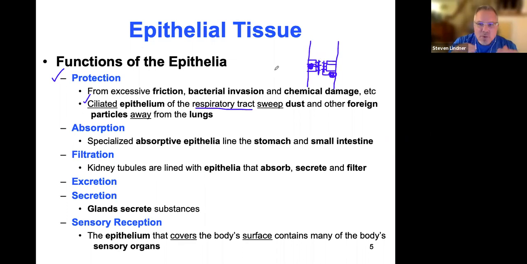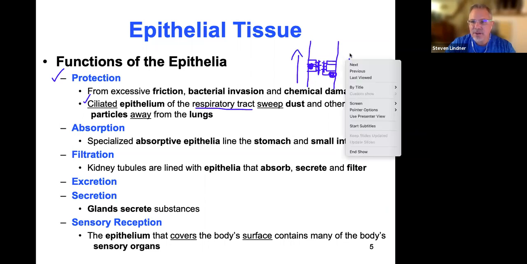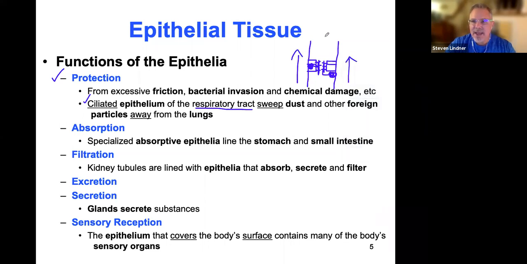And now those cilia are beating rhythmically in an upward direction, whereas when we inhale air, air comes down this way. So if there's dust particles and debris, the dust and debris is going to stick to the mucus. And then the mucus is moving all the debris upward because that's the way the cilia are beating.